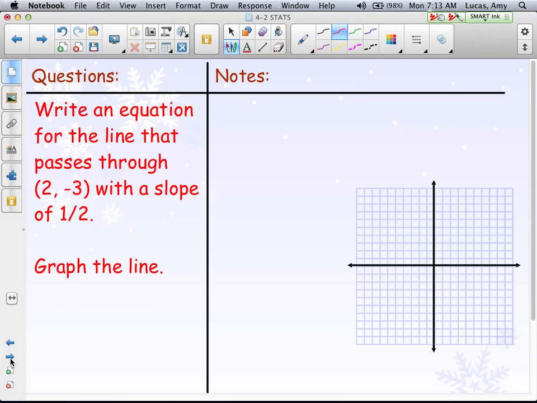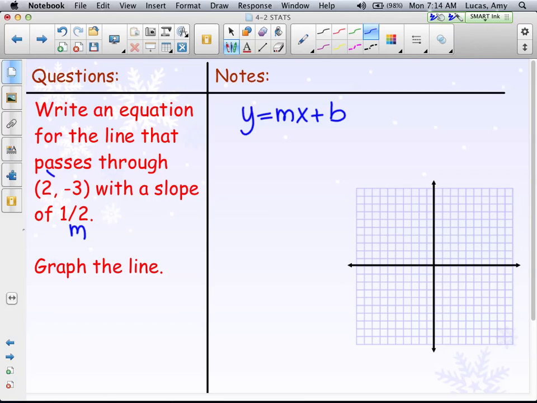So the first problem says, write an equation for the line that passes through the point (2, -3) with a slope of 1/2. And then graph the line. I'm going to start with y = mx + b for our slope-intercept form. We know that the slope is 1/2. We also know that the letter m represents that slope in our formula. Now, we don't know the intercept b, but we do know that the line passes through the point (2, -3).